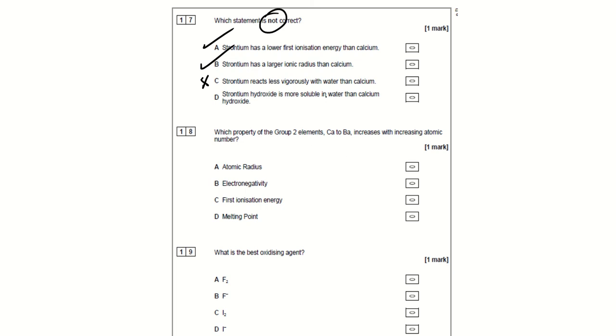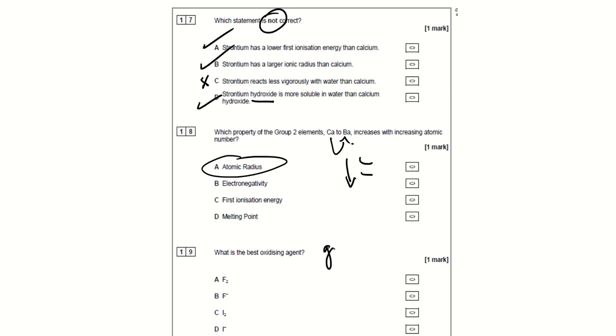Okay, strontium hydroxide is more soluble in water than calcium hydroxide. That's true. As you go down the group, the sulfates become less soluble, but the hydroxides become more soluble. Which property of the group 2 elements increases with atomic number? Well, atomic radius, simple as that. As you go down the group, you're going to add an extra shell each time, so it's atomic radius.